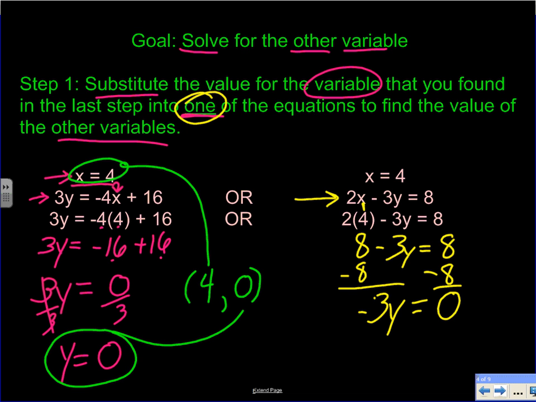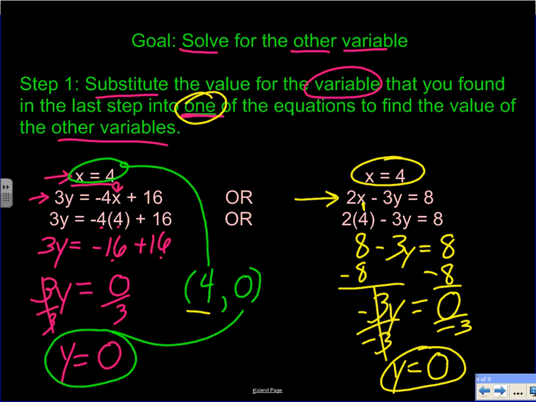So let's look here. -3y is equal to 0. Divide both sides by -3. So y is equal to 0 divided by -3, which is 0. And if we look, x is 4, y is 0, and that's the same numbers we got before. So it's one way to do it.